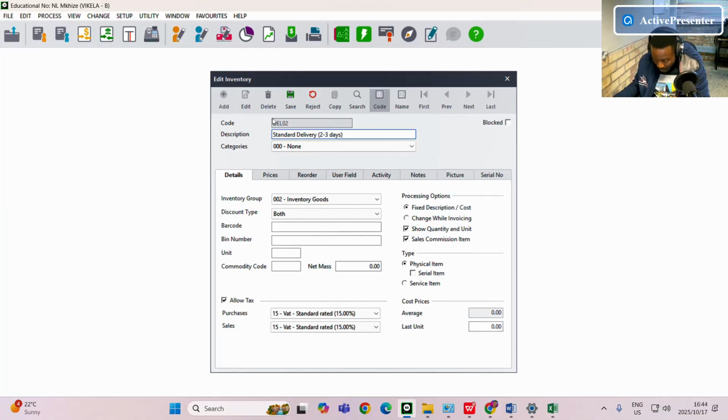All right. Obviously, inventory group is services. Discount type is none. Yeah, it's each. I wonder why it's not typing. Okay, each. I need to make sure the tax is allowed at standard rate. I need to choose number one here, guys. Let me choose number one.